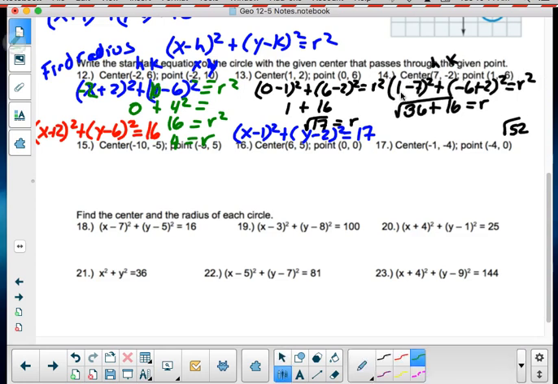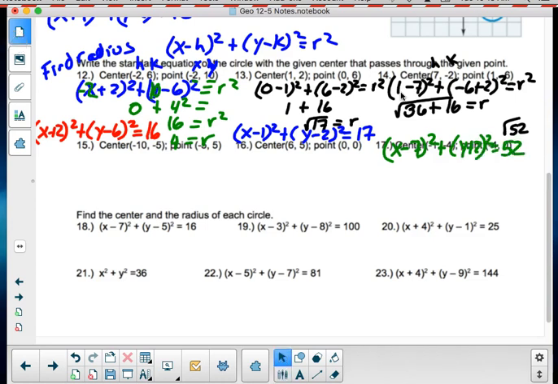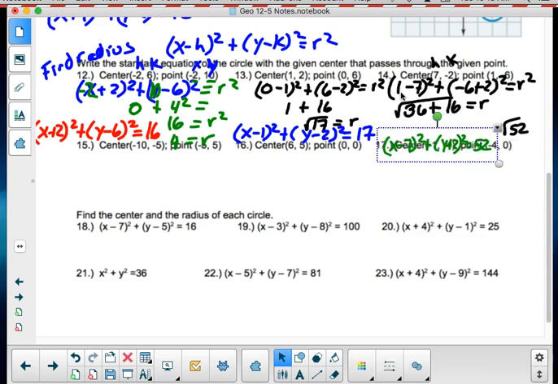So now I'm going to write my equation: (x − 7) squared plus (y + 2) squared equals 52. And that's my equation for that value. That's my answer for that.